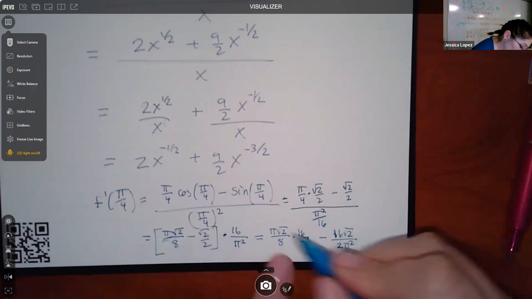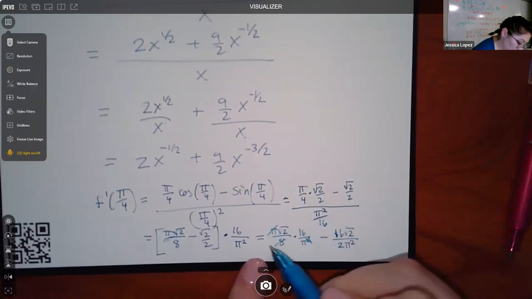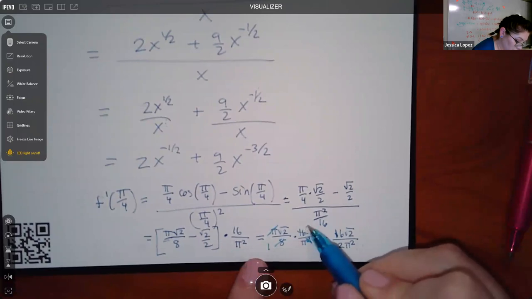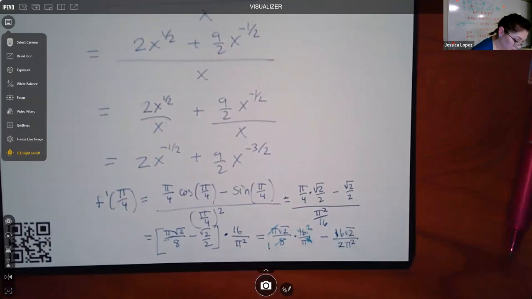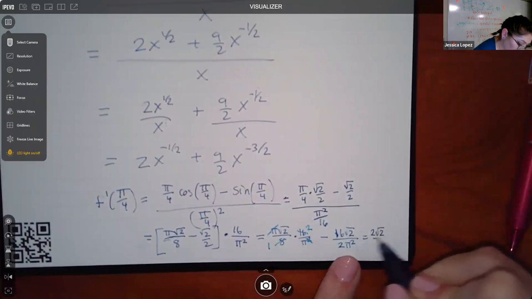Now here, one of these pi's will cancel with one of those pi's. This 8 will reduce to 1. This 16 will reduce to 2. So you end up with 2 square root of 2 over pi.